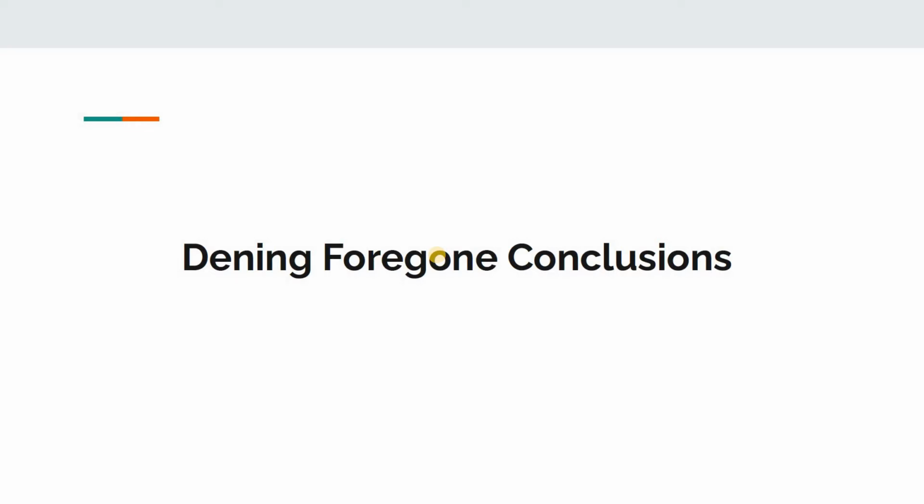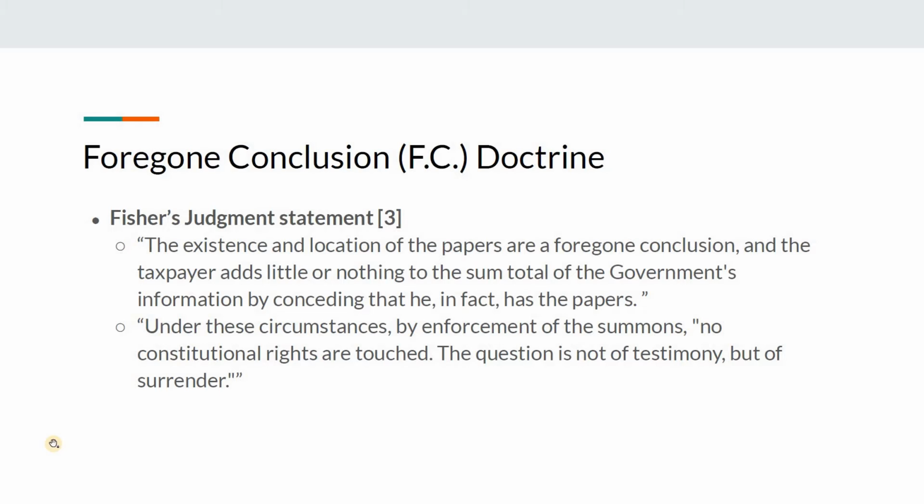So the first contribution of this paper is defining a term called foregone conclusion. First, we talk about the doctrine of FC, and you can see the judgment statement here from the Fisher case in 1976 from the United States Supreme Court. The existence and location of the papers are a foregone conclusion, and the taxpayer adds little or nothing to the sum total of the government's information by implicitly admitting that he in fact has the papers. So under this statement, the court said that no constitutional rights are touched here.